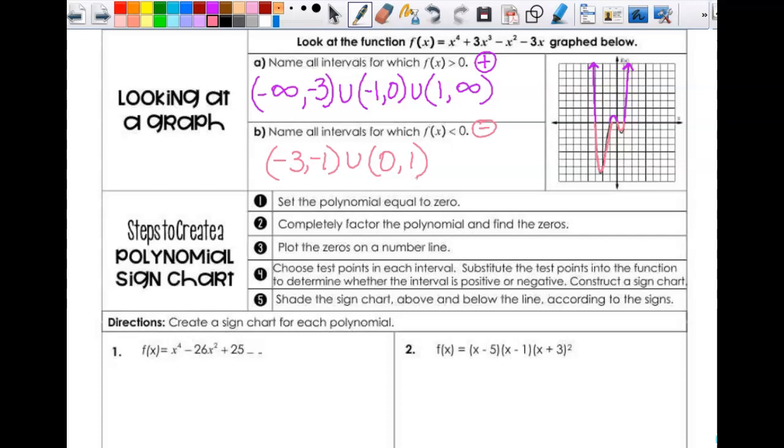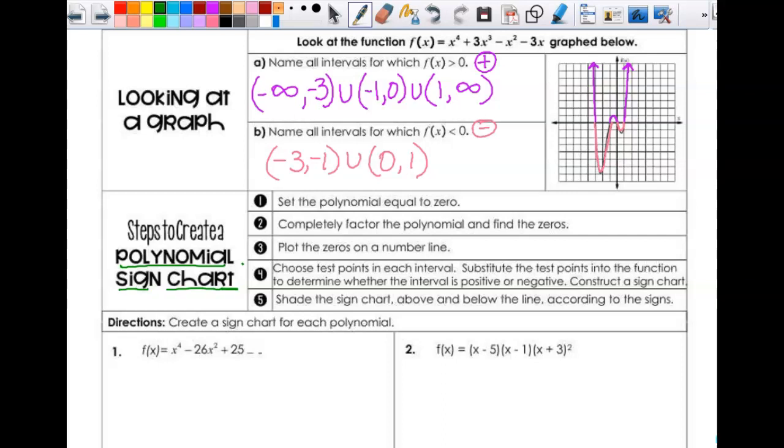Okay, so let's talk about the steps for a polynomial sign chart. I'm going to talk you through the steps, then we're going to actually do them, but they'll be written there if you need to go back and think about what you didn't do. So you have to set it equal to 0, which is super easy. We completely factor the polynomial and find its zeros. We can totally do that. We plot the zeros on a number line. We can totally do that. Choose test points in each interval and substitute. I'll show you how to do all that. And then we shade the sign chart above and below according to the signs.